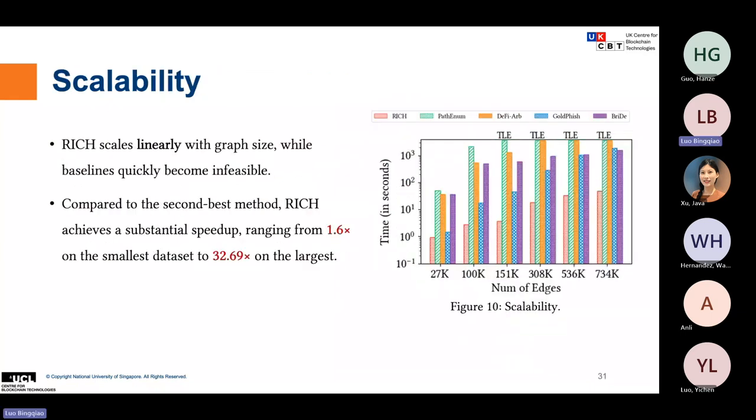Second is the experiment about scalability, where we can see that Reach scales linearly with the graph size, while the baselines quickly become infeasible or hit the time limit. Compared to the second best method, as I have shared, Reach can achieve a substantial speedup, ranging from 1.6 times to 32 times on the largest.